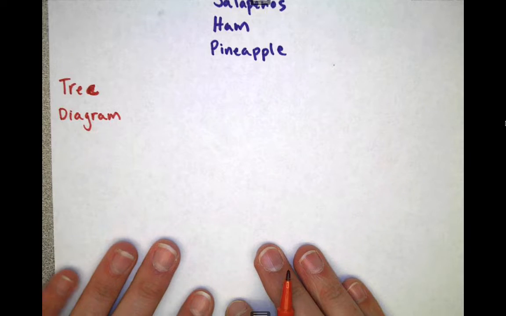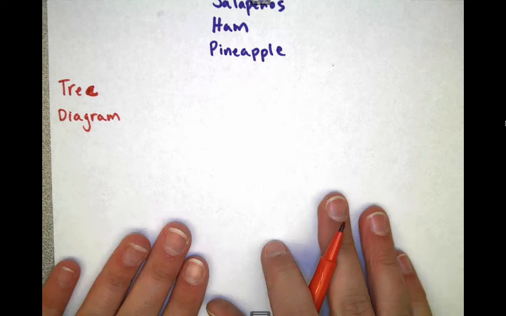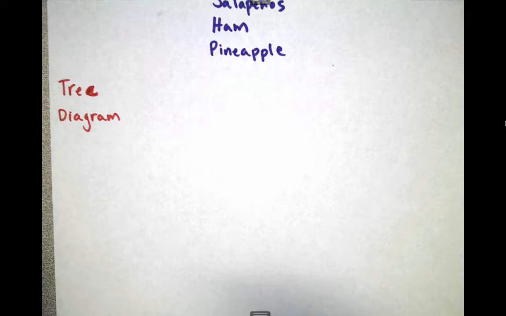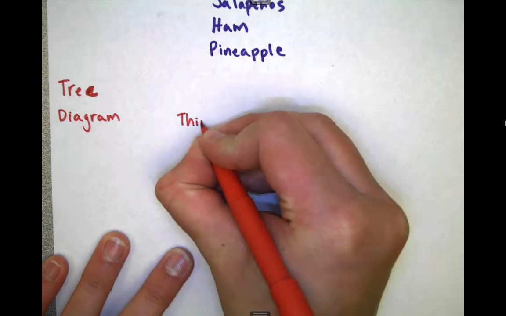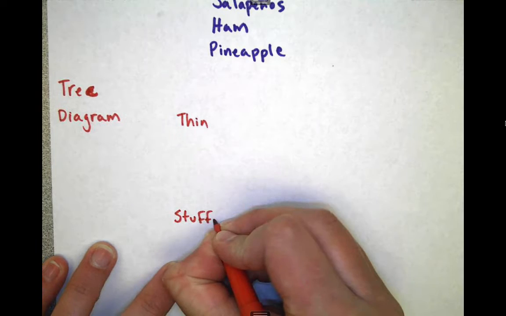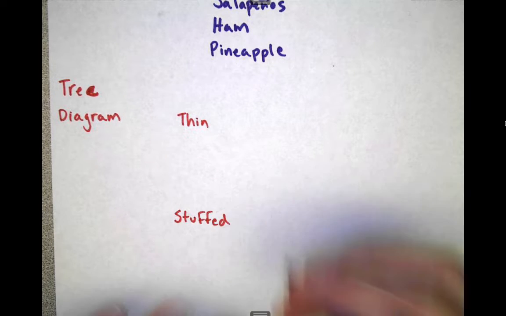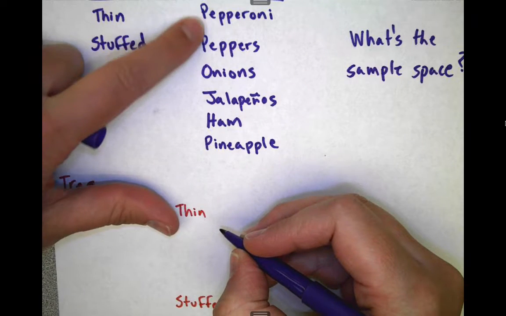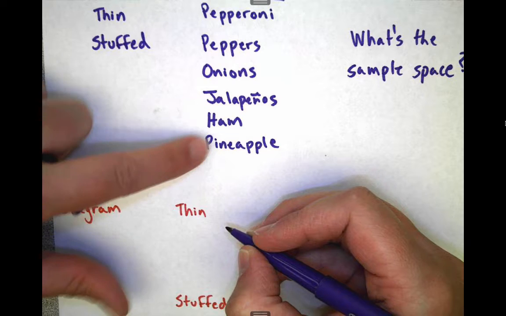So here's our tree diagram. When you get online and you order your pizza, your first decision is you're either going to do thin or you're going to do stuffed crust. Those are your 2 choices, really, honestly. And then from there, you pick your toppings. So remember our list of toppings? We had pepperoni, peppers, onions, jalapenos, ham, and pineapple.